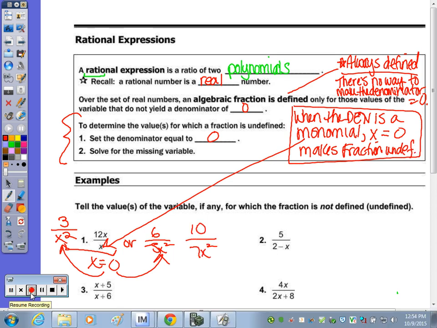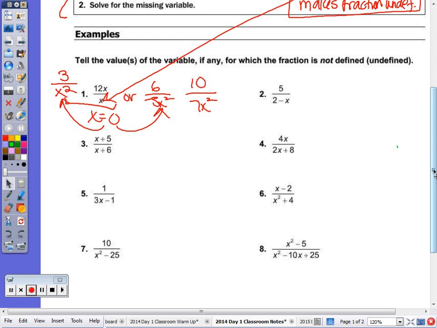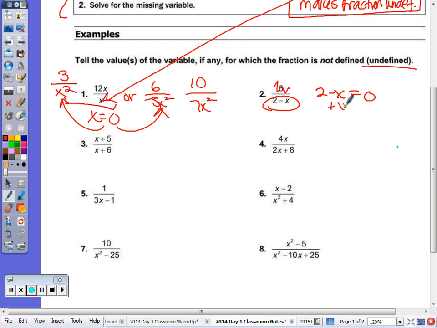So now let's look at number two. Going back to the directions, because I don't think I highlighted that when we started number one, is to tell the values of the variable, if any, for which the fraction is not defined or undefined. So number two has 2 minus x. You have to be asking yourself, because we don't care what the numerator is, a fraction's undefined when the denominator is zero. This is where some of you will be able to do this in your head. 2 minus what equals zero? If you don't know it right away, you can solve for x. If we do it in our head, 2 minus 2 is zero, or you can add x, and you get x equal to 2.